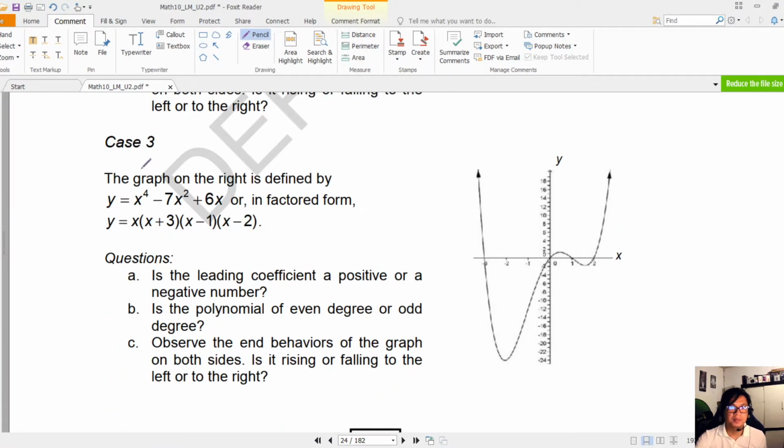Case number 3. The graph on the right is defined by x to the 4th minus 7x squared plus 6x, or in factored form, y is equal to x times the quantity of x plus 3 times x minus 1 times x minus 2. So ano yung leading coefficient natin? Obviously, it's positive. What is the degree of the polynomial? 4 is an even number, so this is even. Observe the end behaviors of the graph. Papansin nyo, both sides papunta sa taas, so it's rising, rising.